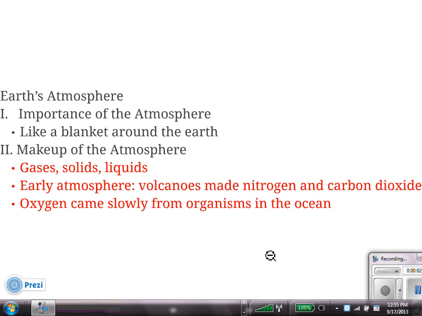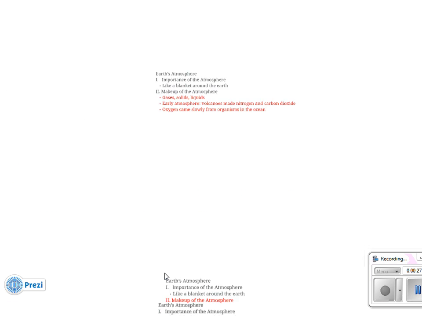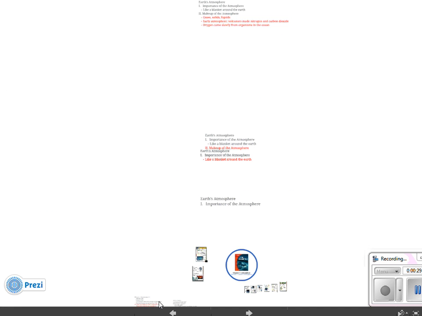Okay, so yesterday we looked at page 8, which was Earth's atmosphere. We looked at the importance of the atmosphere. It's like a blanket around the Earth. The makeup of the atmosphere. It's made of gases, liquids, and solids. The early atmosphere: volcanoes made nitrogen and carbon dioxide, and oxygen came slowly from organisms in the ocean. Today, we're going to look at the solids and liquids and gases that are in the Earth.